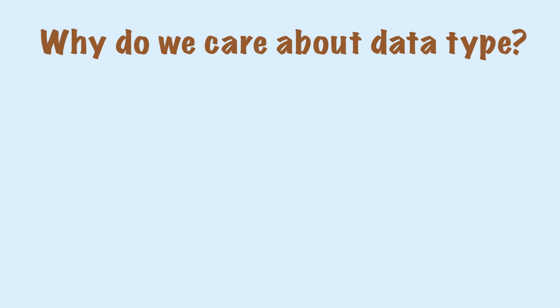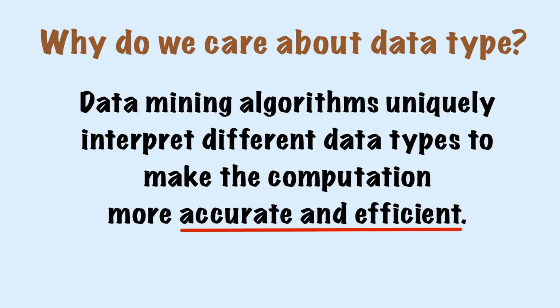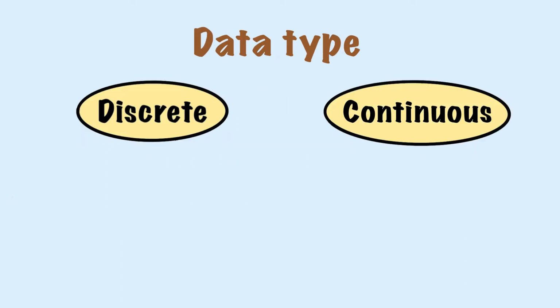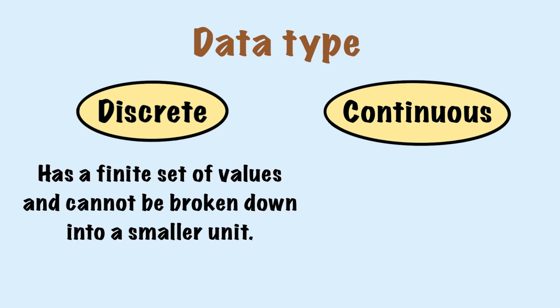First, why do we care about data type? Data mining algorithms uniquely interpret different data types to make the computation more accurate and efficient, which is exactly what we pursue in terms of computing. There are two main data types, discrete and continuous. Discrete data has a finite set of values and cannot be broken down into a smaller unit. For example, hair color and groups are discrete data.